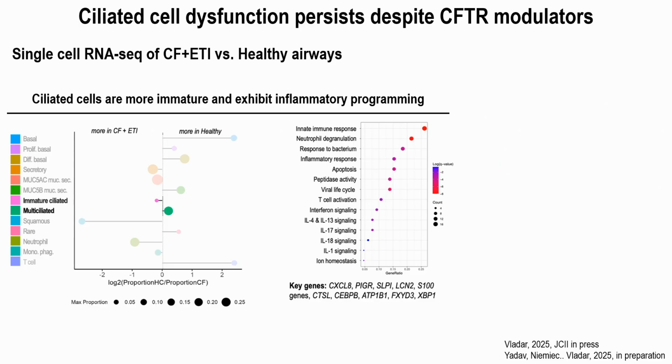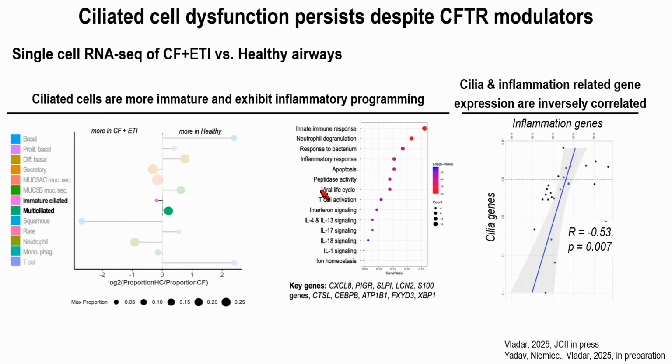So in this graph here, I'd like to direct your attention to the left side of the panel. We see that there are more immature ciliated cells in CF, even with ETI, and that these ciliated cells that are present really exhibit this inflammatory programming. Alternatively, here we see that when inflammatory genes are high, we have a decrease in ciliated gene expression. So they're inversely correlated.